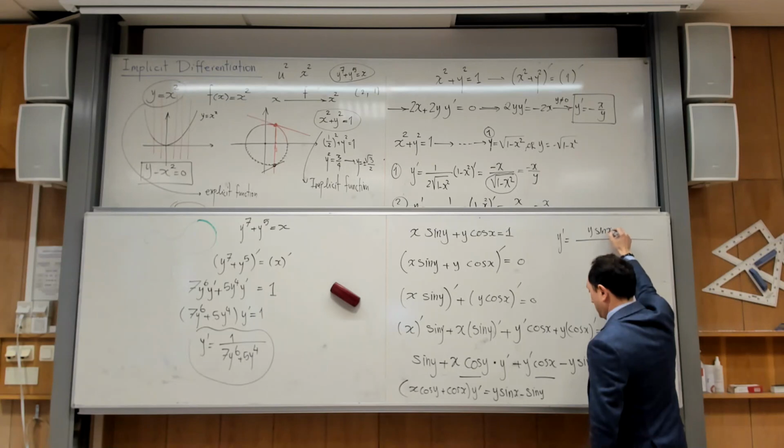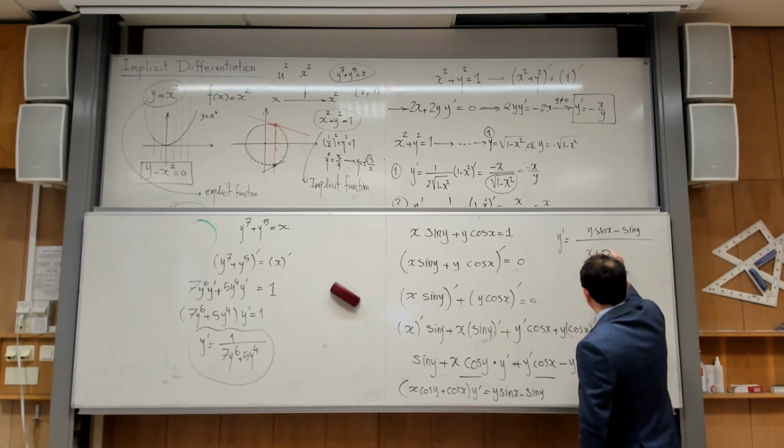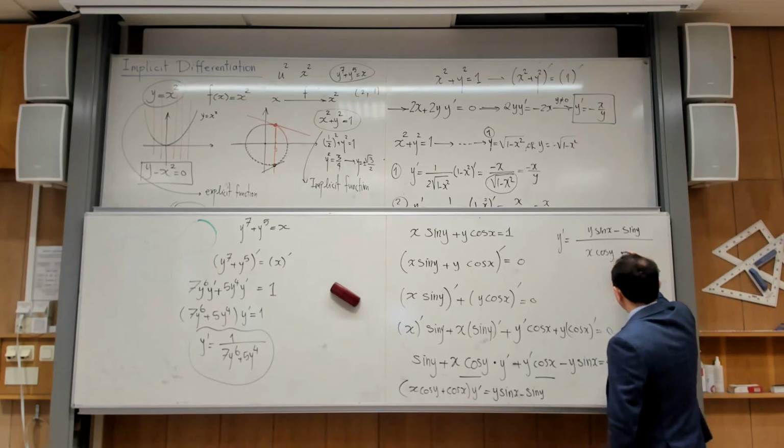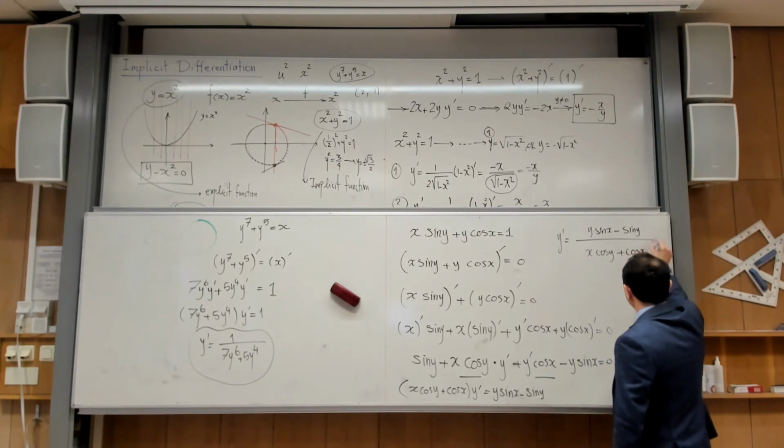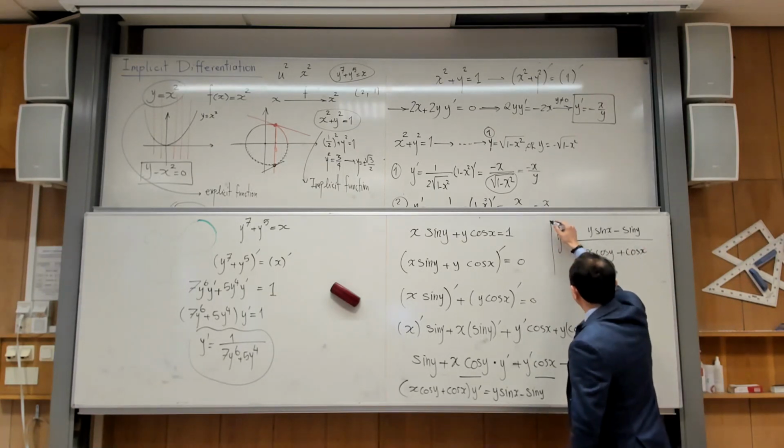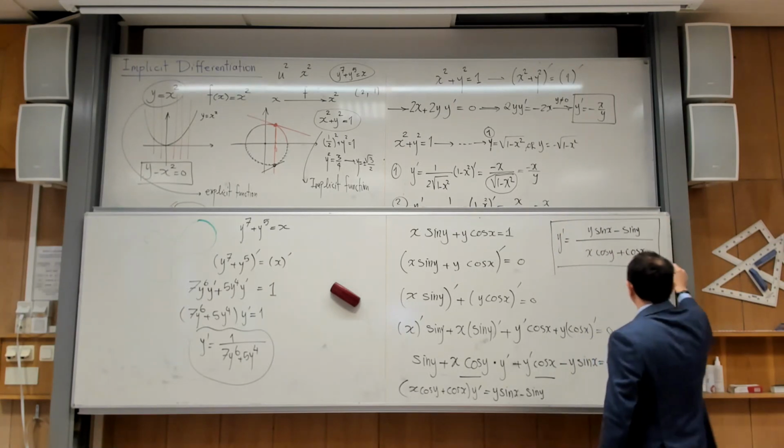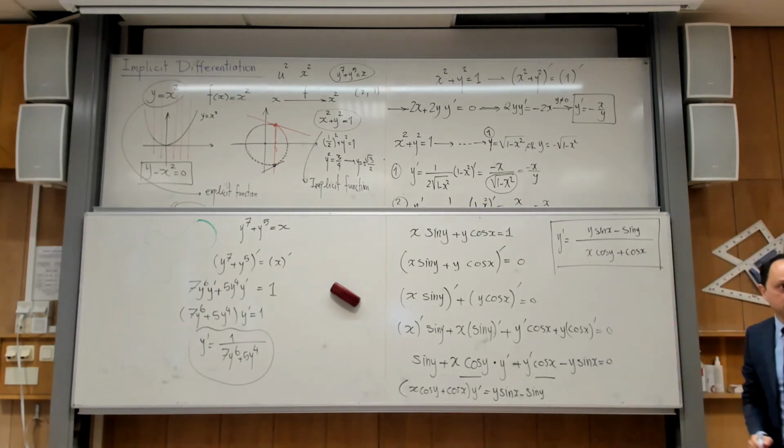So y prime equals y sine x minus sine y, divided by x cosine y plus cosine x. You shouldn't expect more than that. That is your derivative.